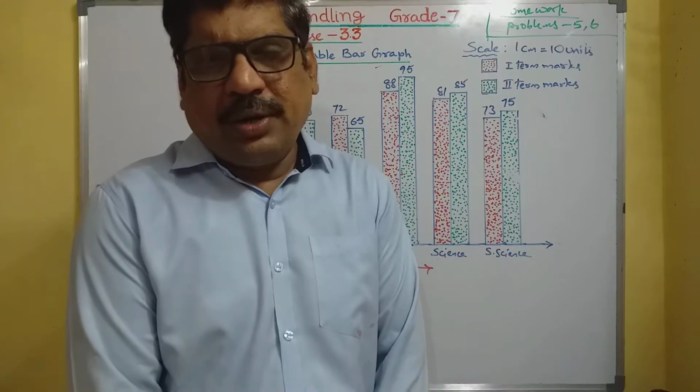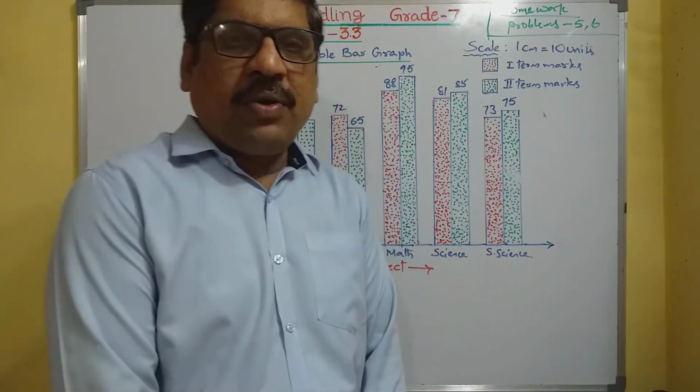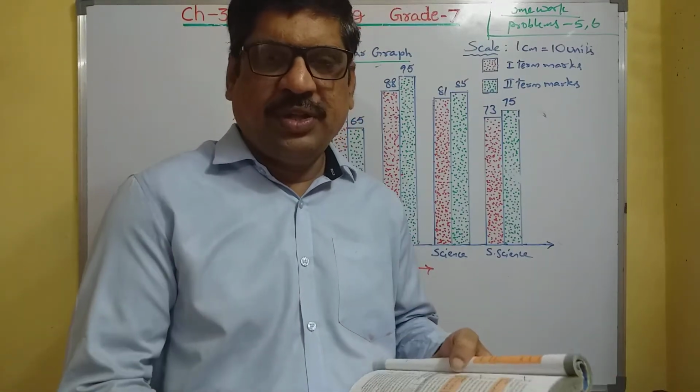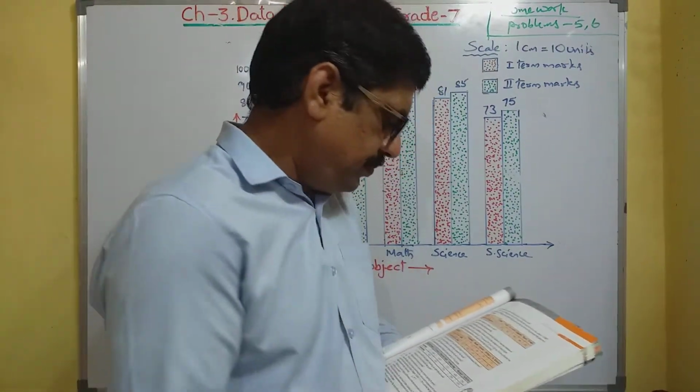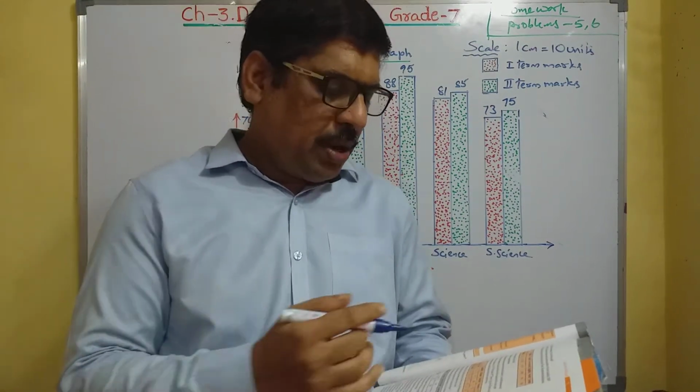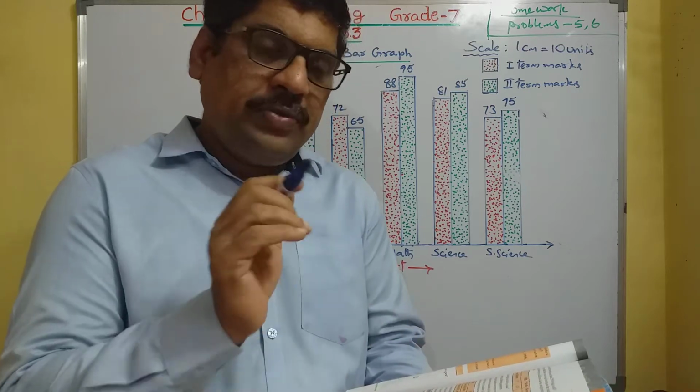We are in the chapter Data Handling and we have completed 3 problems from Exercise 3.3. Now we need to start the 4th problem, that is the double bar diagram. Okay? Double bar graph. Now listen to the problem.